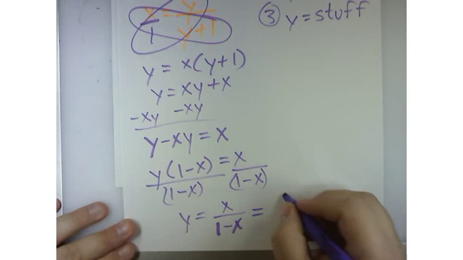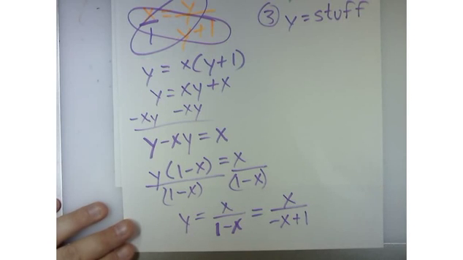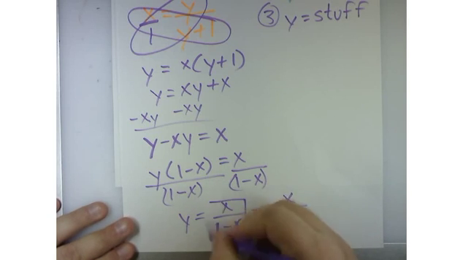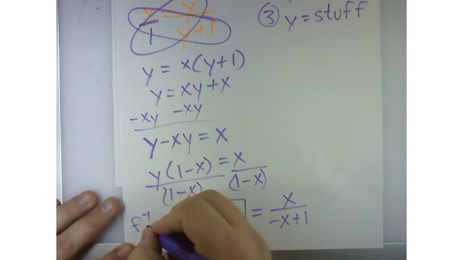And now you could write that a different way. You could say negative x plus 1, but your textbook just left it like this. Now what is that? That is f inverse.